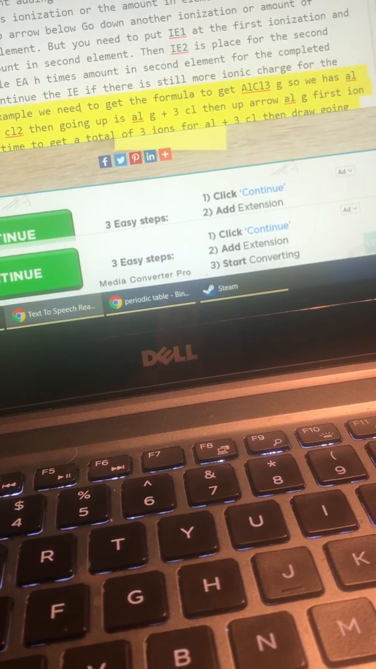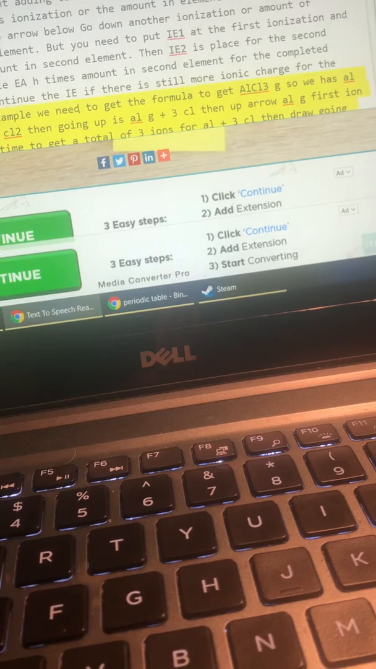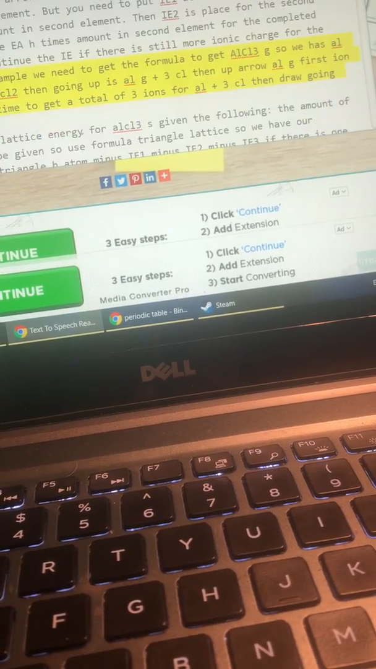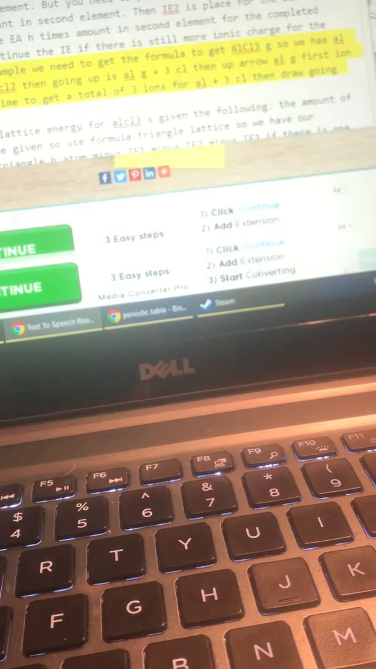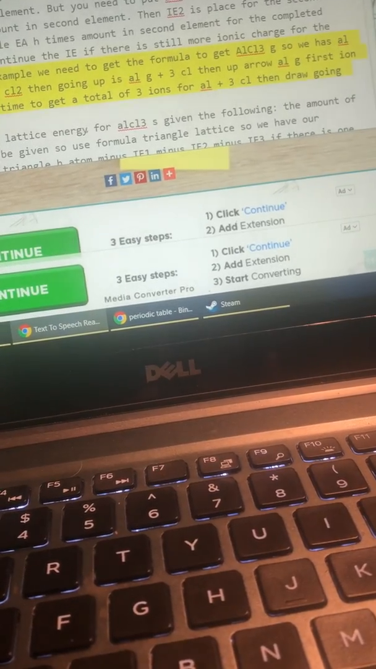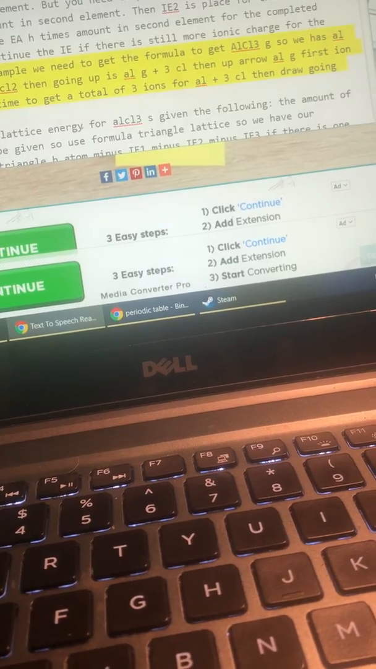For example, we need to get the formula to get AlCl3(s), so we have Al(s) plus 3 times 1/2 Cl2, then going up is Al(g) plus 3 Cl, then an up arrow for Al's first ionization, then do this 2 more times to get a total of 3 ions for Al plus 3 Cl, then draw going down to the AlCl3(s).